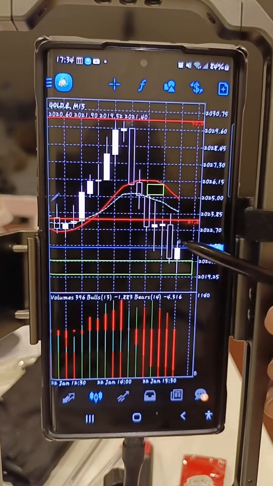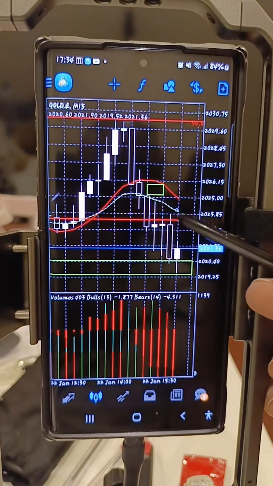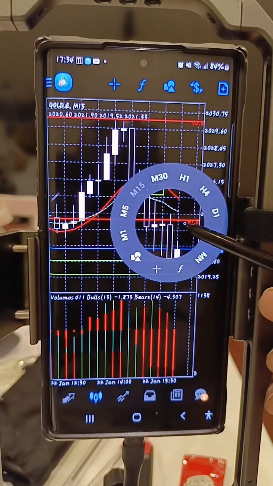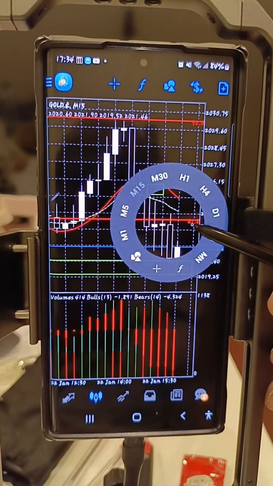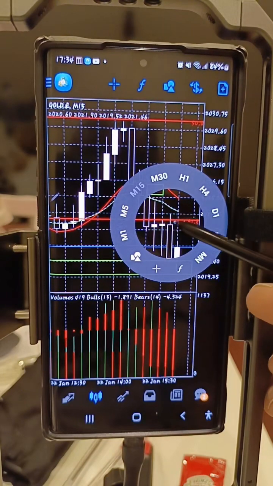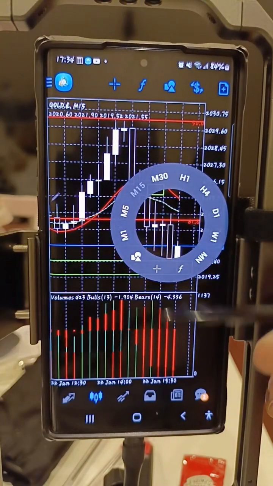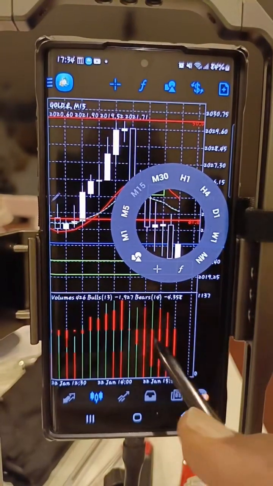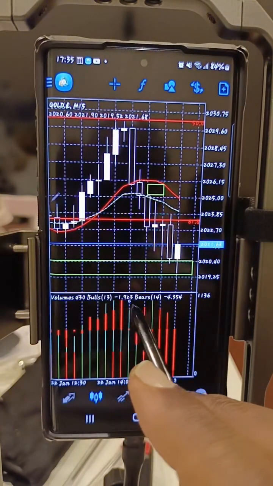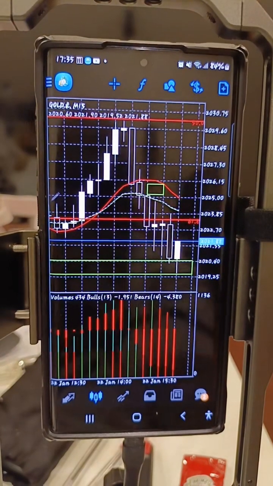So will it come and respect the 20 MA here, which coincides closely with 61.8? Will that become the maximum where the buyer's interested, and then will the seller take over? Okay, at the moment, you can see that it's negative, the bear is negative, the bull is negative. So that's looking at gold.